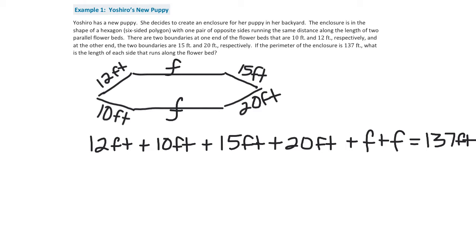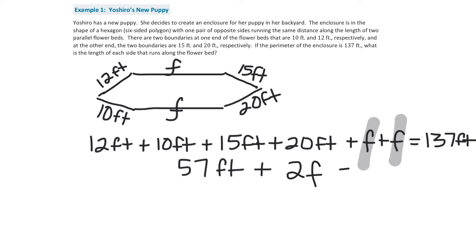Okay, so as I walk through the rest of the steps, I'm going to leave the label out until I get to my final answer. So the first thing I'm going to do is add up the numbers that I do know. So I'm going to add 12 plus 10 plus 15 plus 20. And when I do that, I get 57. So 57 feet. Plus, I have 1F plus 1F. So that makes 2F equals 137.